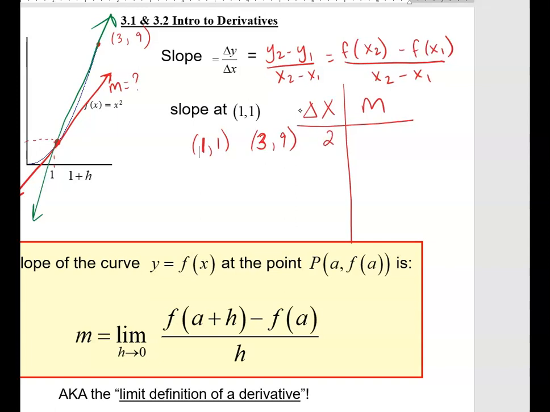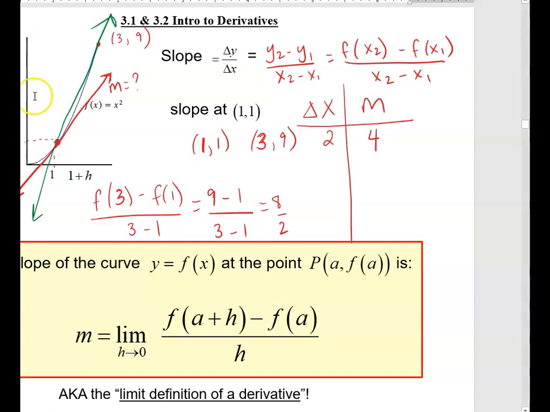All right, so the slope, if I put this into this formula and I literally do f of 3 minus f of 1 divided by 3 minus 1, that would give me 9 minus 1 divided by 3 minus 1, which gives me 8 over 2, which gives me a slope of 4.